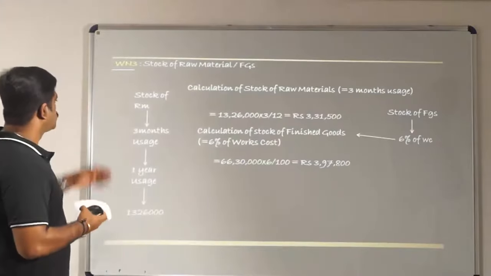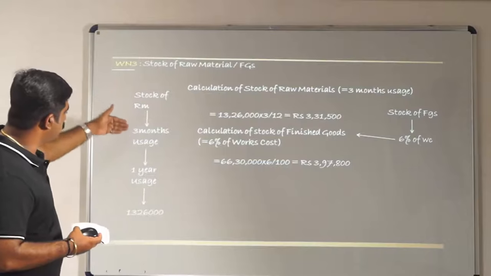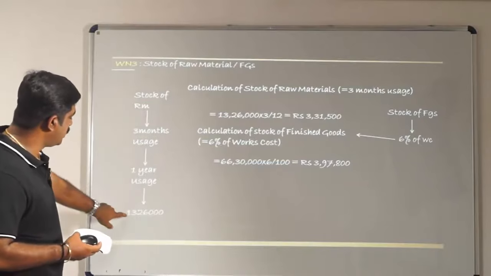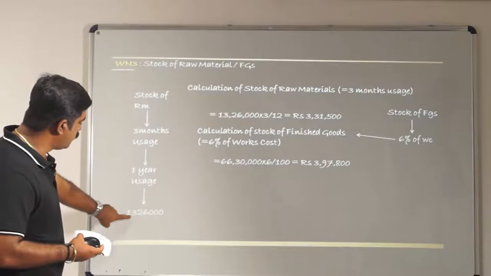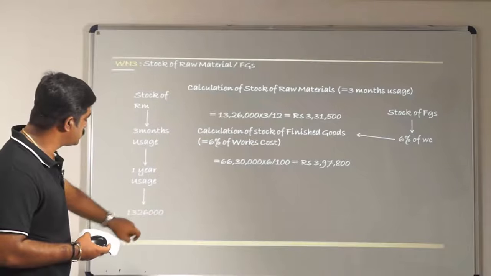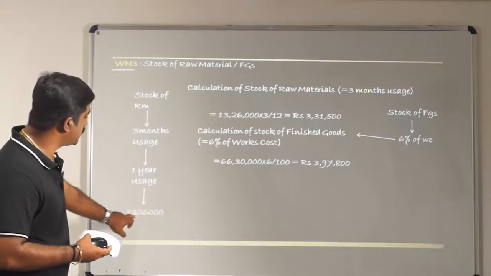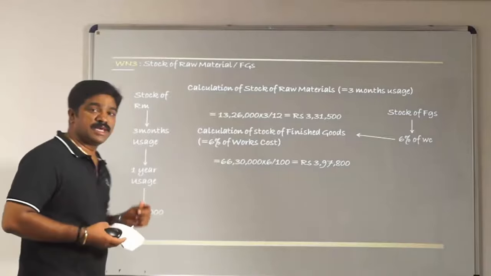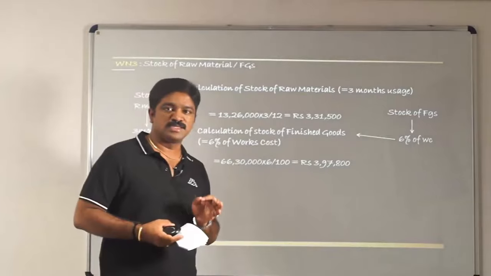So coming back, stock of raw material, question says 3 months usage. We know what is 1 full year usage. In our earlier working note, we have derived 1 full year usage of raw material is 13,26,000. Now this 13,26,000 is basically for 12 months.